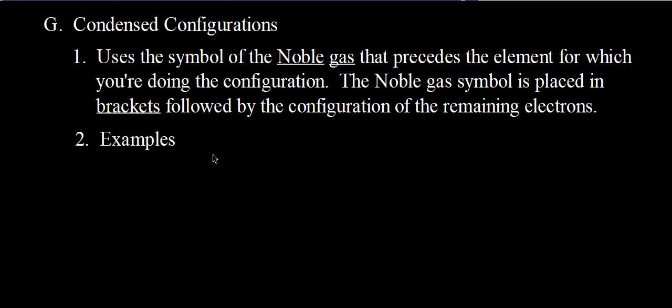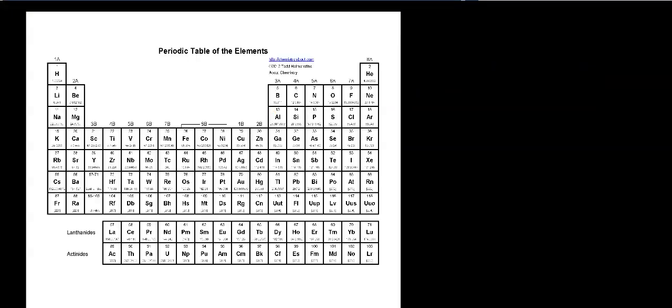The noble gas symbol is placed in brackets, it should say in your notes, followed by the configuration of the remaining electrons. So again, let's go back to barium. What is the noble gas that precedes or comes before barium? Remember, the noble gases are all the way on the right side of the periodic table. So that noble gas is xenon.